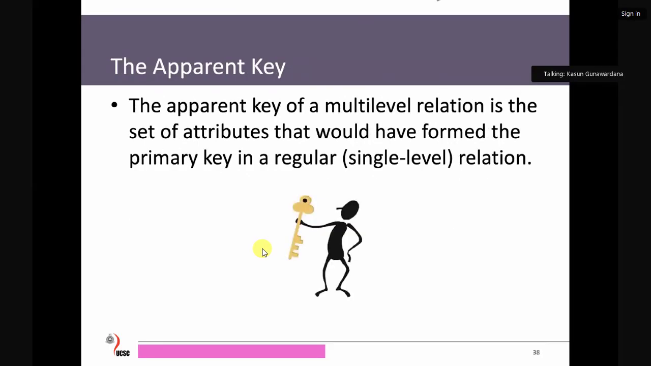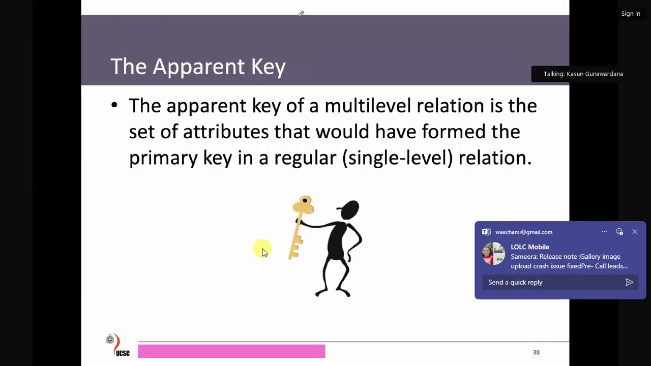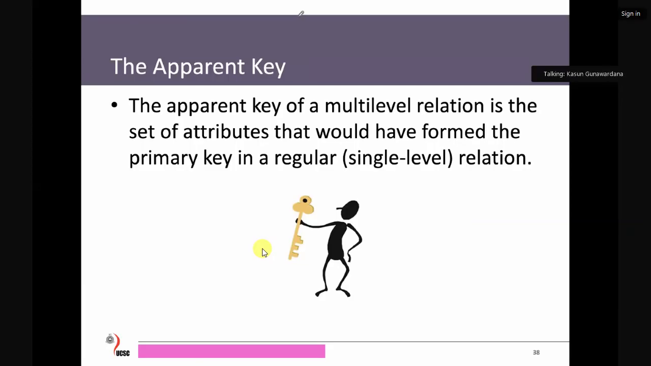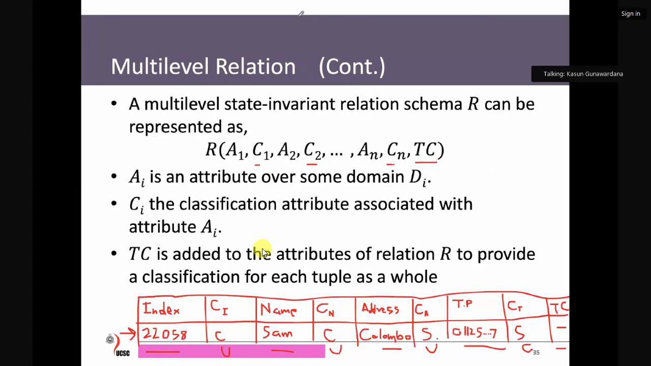So then we introduce a term called apparent key. The apparent key of a multi-level relation is the set of attributes that would have formed the primary key in a regular relation. So in a multi-level relational model, what is referred to as the apparent key is the primary key if the same relation was in the standard relational model, right? So let's take this example again.